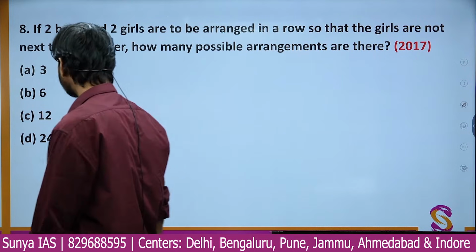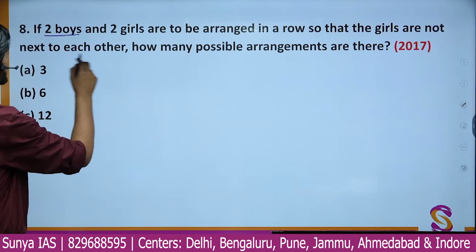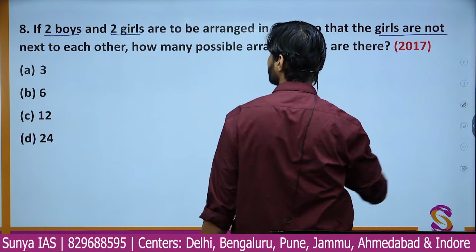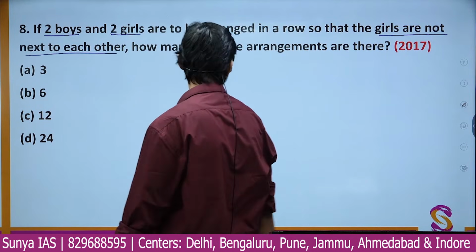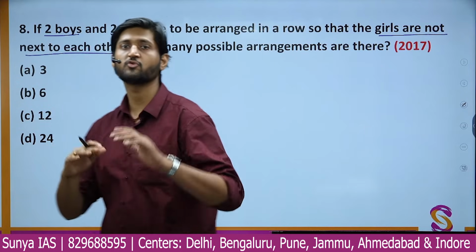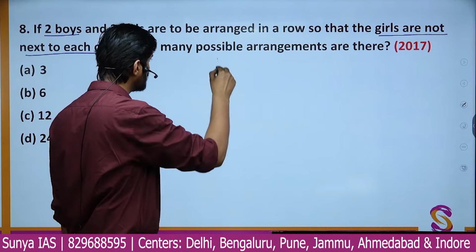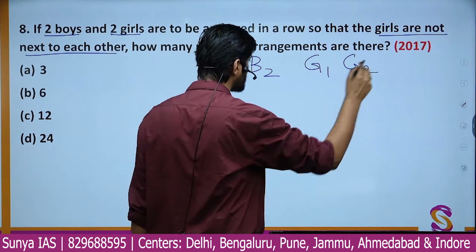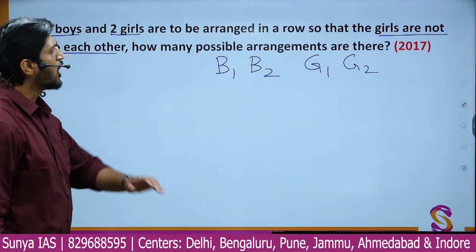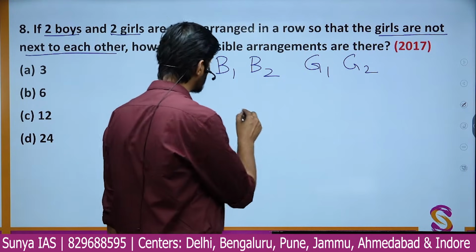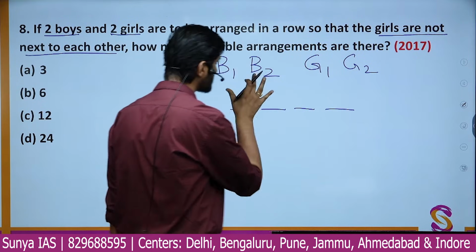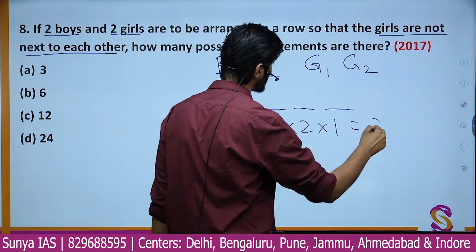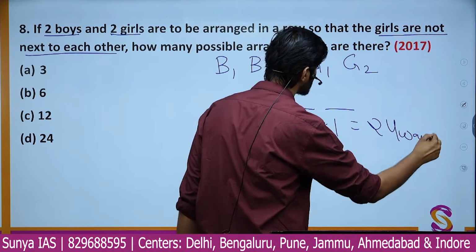So now we have the 8th question. It says, if 2 boys and 2 girls are to be arranged in a row such that girls are not next to each other, then how many possible arrangements are there? What we are having in this question is 2 boys, let's call them B1 and B2, and 2 girls, let's call them G1 and G2. In how many total arrangements can they be arranged? They can be arranged in 1, 2, 3 and 4. In the first place we can have 4 choices, then 3 choices, then 2 and then 1. Overall we can have 44 ways of arranging the boys and girls.